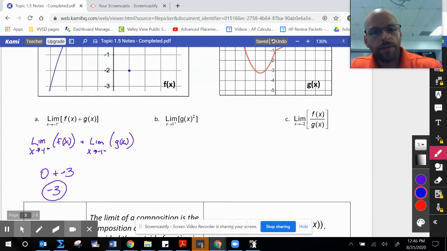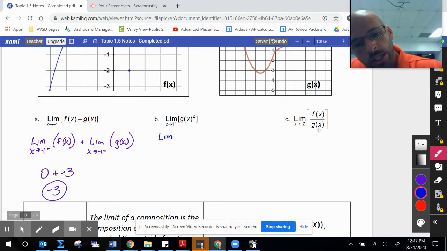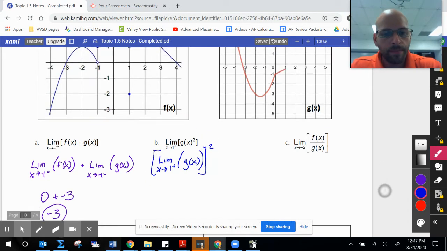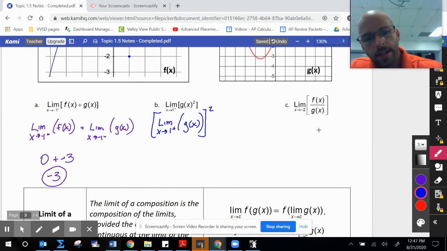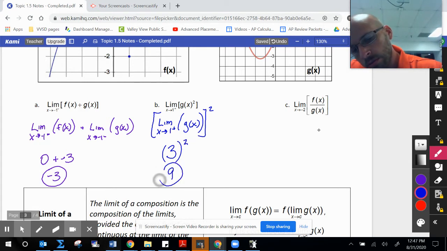Part B, if I do the limit as x approaches 1 from the right, so again, just practicing good notation. I know writing these limits is a little cumbersome sometimes, but I really want to build good habits. So I can take this limit and then I can square it. So if I do g of x as x approaches 1 from the right, that's going to be the constant function that's on the right-hand side. So that's going to be a value of 3 squared, which gives you 9.